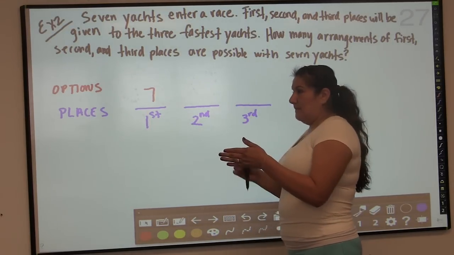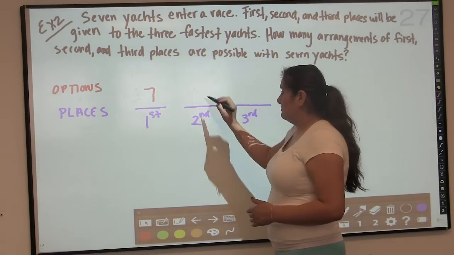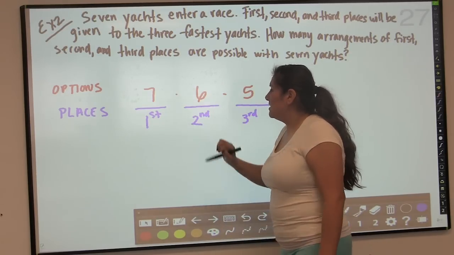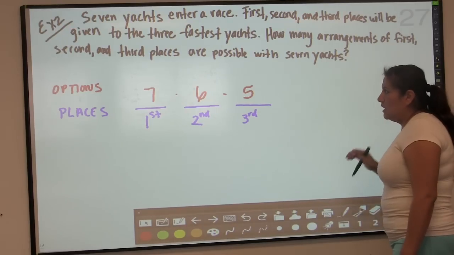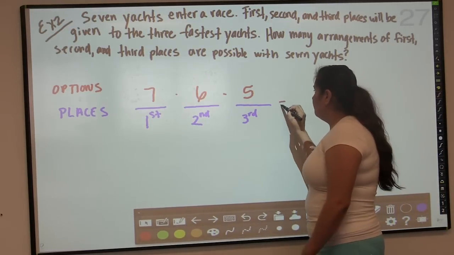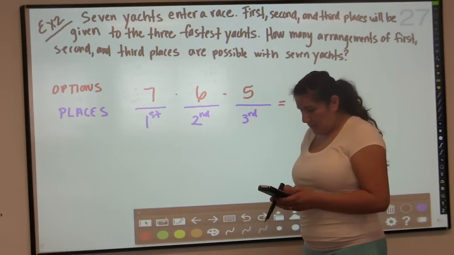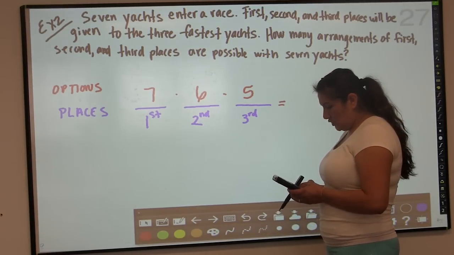But once somebody wins first place, how many yachts are left for second place? 6, and then 5. In this case, I don't care about the 4th, 5th, 6th, and 7th places. So I'm just going to go 7 times 6 times 5. And when I do that, I'm going to get 210, I believe.